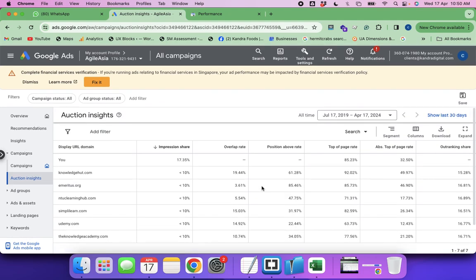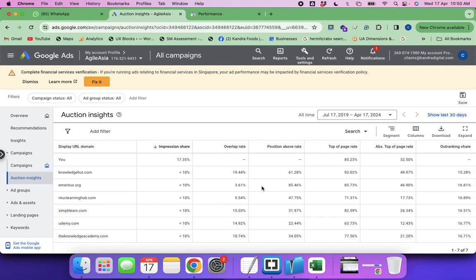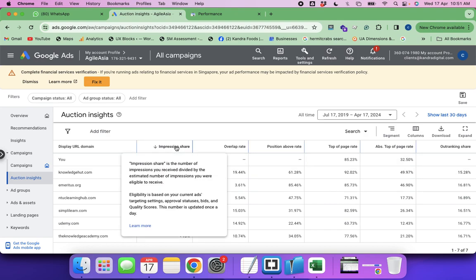See, insights basically help you understand how you perform as compared to your competitors. It's not necessarily competitors. This basically helps you understand who all others are bidding for the same keywords. Okay, so now look at this impression share, 17.35 percent, and top of the page rate. I'll tell you what this impression share is.